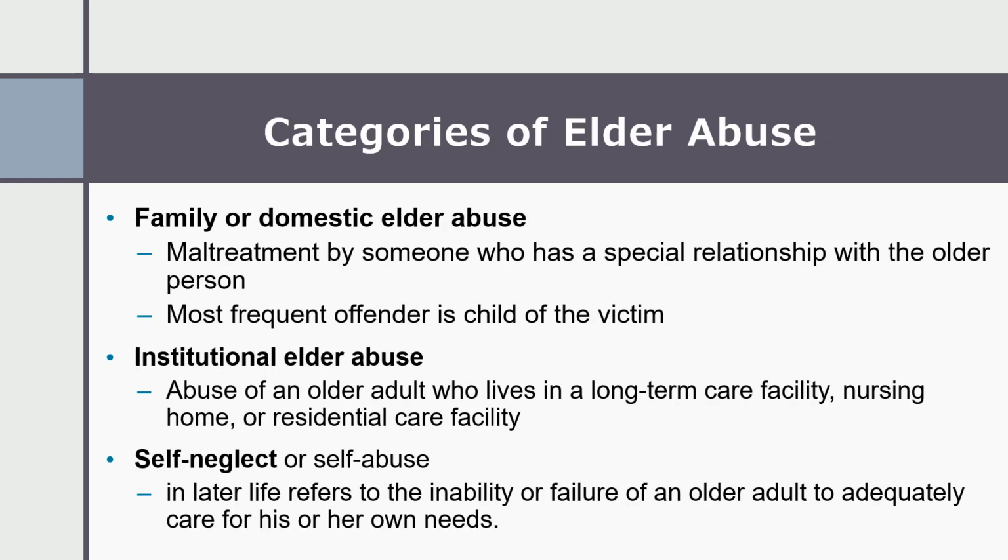All right, you're going to read about the categories of elder abuse. There are three main categories of elder abuse that you need to be familiar with. The first is family or domestic elder abuse. This is mistreatment of someone who has a special relationship with the older adult. The most frequent offenders of family or domestic elder abuse are the children of the victim. This is where we see abuse by family members, close friends, close acquaintances, things like that.